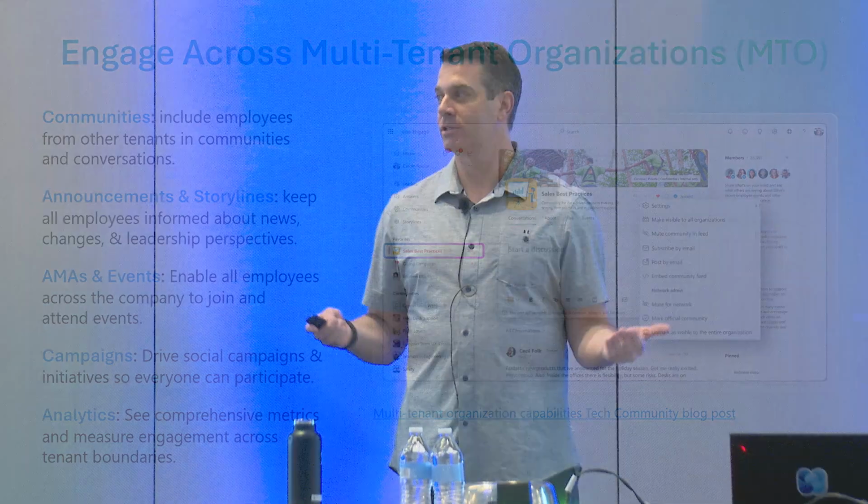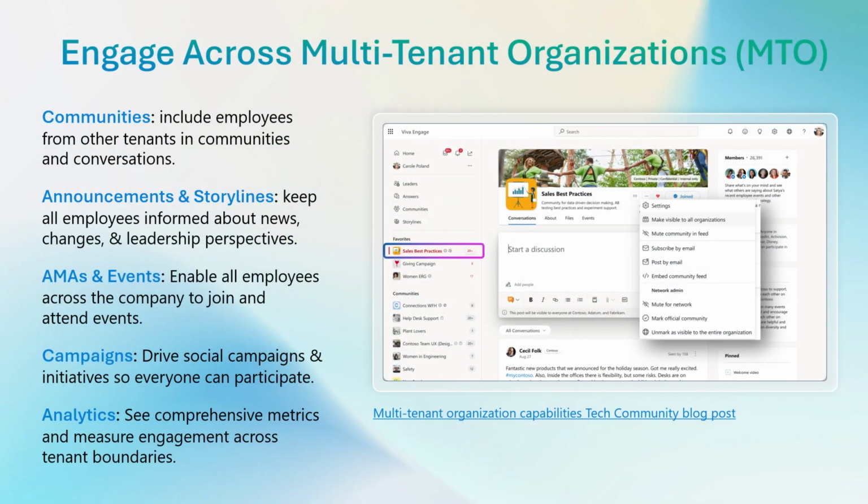Okay. At Microsoft, we have Microsoft Corporation. We also have GitHub, right? We also have Activision Blizzard. We have LinkedIn. There's a whole variety of subsidiaries. So someone like Satya Nadella wants to be able to reach everyone. So with Viva Engage and supporting what we call MTO, you will be able to create a community that spans those members that are in those additional tenants.